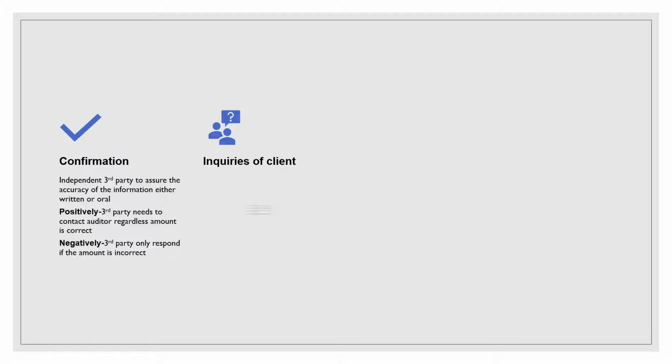It is the obtaining of written or oral information from the client in response to questions from the auditor. This type of evidence is usually not conclusive because it is not from an independent source, so the auditor must obtain additional evidence through other procedures.